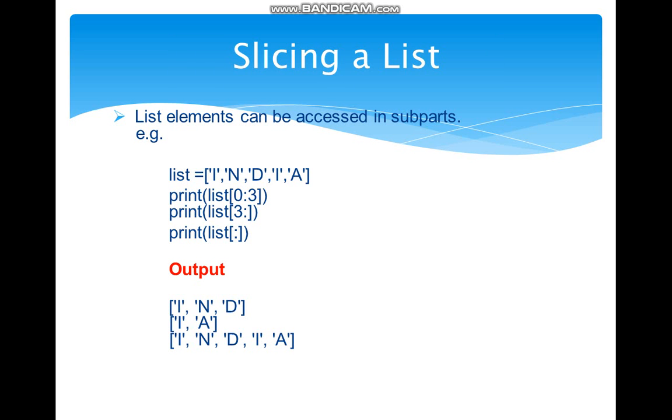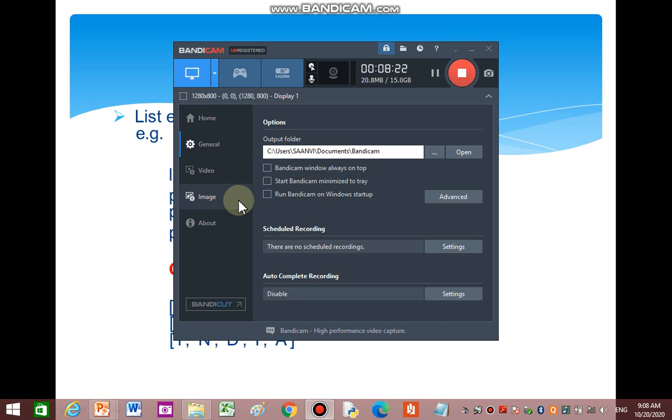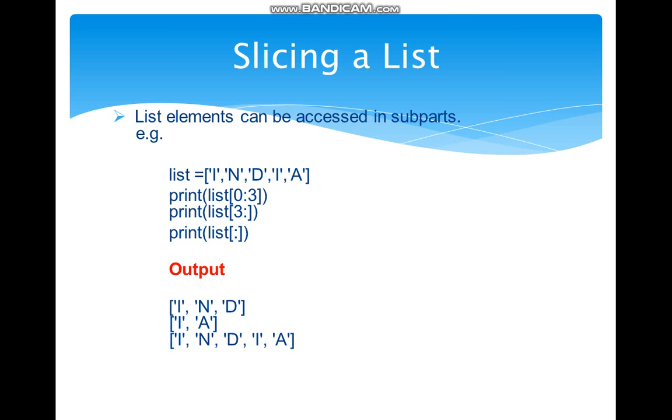Slicing a list. Slicing means, children, sub-parts of a list: accessing some elements of a list. You see, children, slicing means taking slices, accessing the list in small parts. As you can see on the screen, I have a list with India. So you can see we can extract a part of a list by writing the starting and ending position. Like you can slice a list this way.